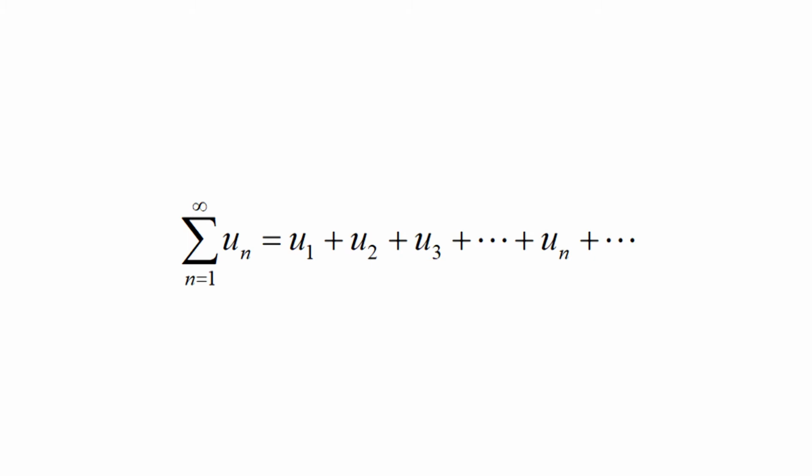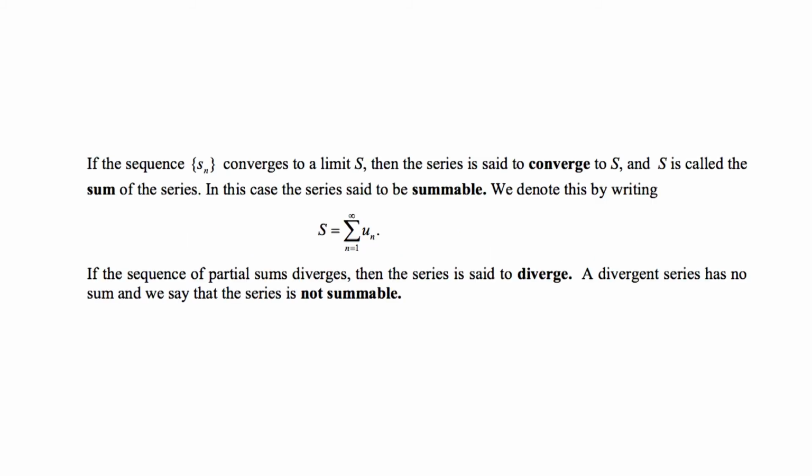plus un plus etc. If the sequence Sn converges to a limit S, then the series is said to converge to S, and S is called the sum of the series. In this case, the series is said to be summable. We denote this by writing S equal to summation un, n from 1 to infinity. If the sequence of partial sums diverges, then the series is said to diverge. A divergent series has no sum and we say that the series is not summable.